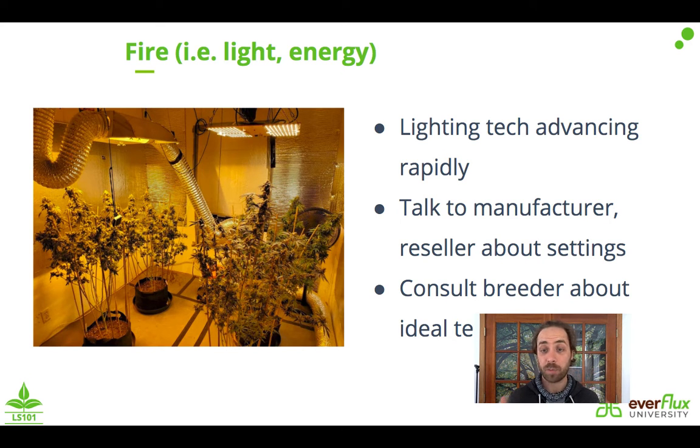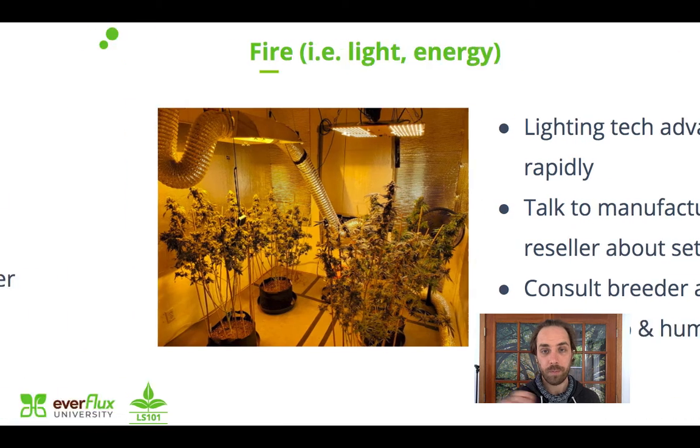And the other thing to get expert advice on is your particular genetics. Talk to the breeder, if you can, about the optimum conditions for those genetics. Because different cannabis plants, or different plants that originate from different environments, are going to have different optimal temperature and humidity levels, as well as potentially even lighting levels.